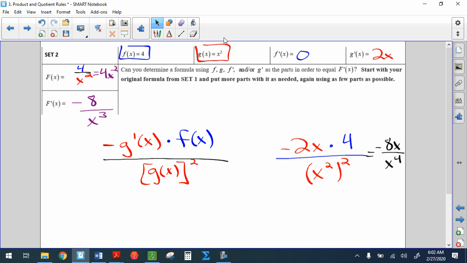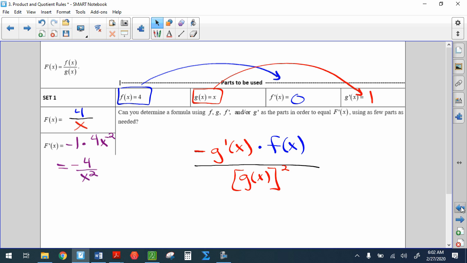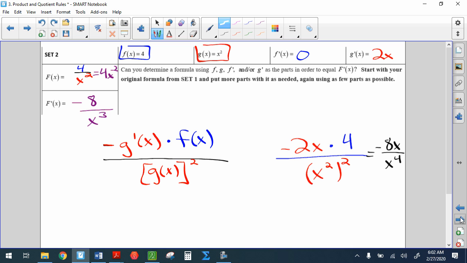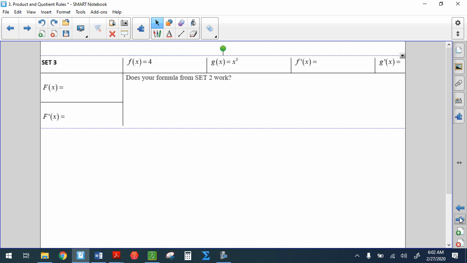And it could have been that on set 1, when we did this, instead of having the negative g prime, you just had the negative times f of x. So you may not have had this part to it. You could have just had negative f of x, so negative 4 over g of x squared. So if that was your part on set 1, that explains now we added a piece on set 2. If for set 1 you said negative g of x, then set 2 we didn't need to add a piece, we were able to use the same equation. So let's go on to set 3 and see if we can still use the same equation.